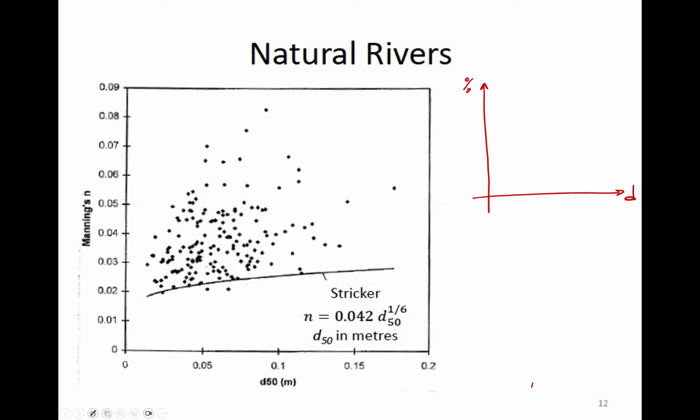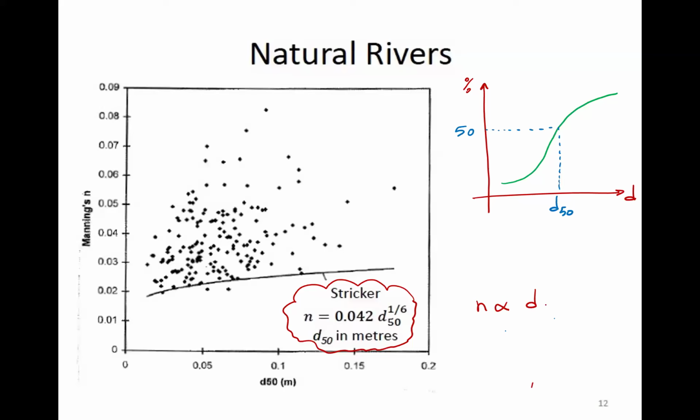So, for example, the gradation of your material in a natural stream, if it looks like this, and your D50 is something like this, so 50% finer. There are equations like the one I have on the screen, the Strickler equation, that tell you N as a function of D50 for natural streams, or some other diameters. That's a little bit of a different variation and option that you might have.